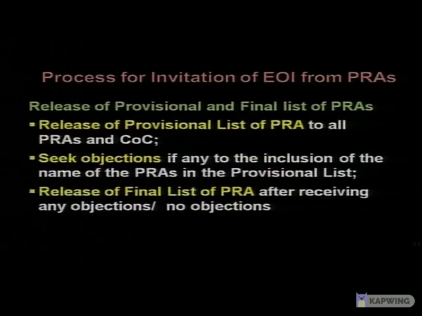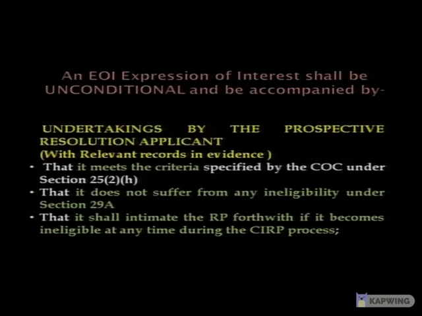So finally, when the Form G has been published, then the provisional list of prospective resolution applicants would be given. It will be released to all the PRAs and to the COC members. The RP would also seek objections, if there are any, to the inclusion of the name of the prospective resolution applicant in the provisional list. And then finally, the RP will release the final list of the PRAs after receiving the objections, or if there are no objections.